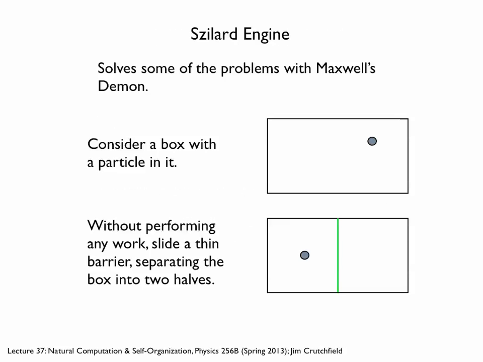using this engine. So we introduce the Szilard engine, which is similar to Maxwell's daemon, but like I said, covers some of these gaps. So again, consider a box with a particle in it. And, well, before we had a box with many particles, now we just have one particle. And then without performing any work, slide a thin barrier separating the box into two halves. So this is our green barrier again. Again, we can slide it in with no work.